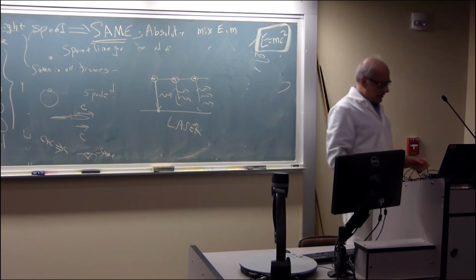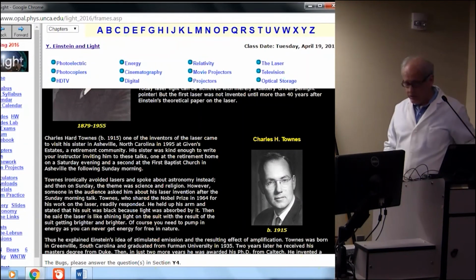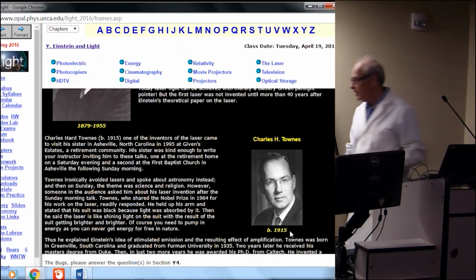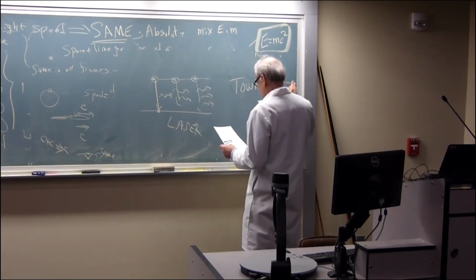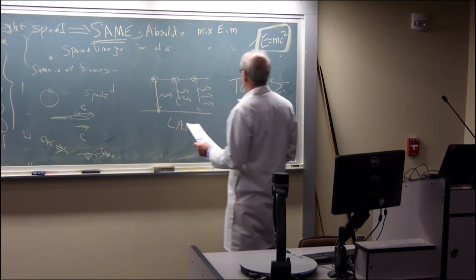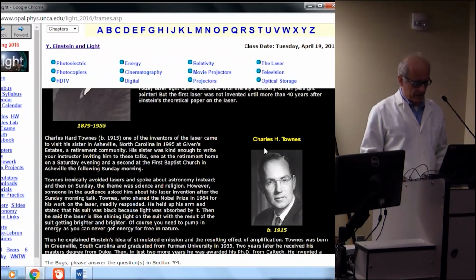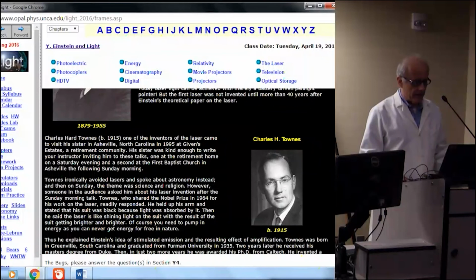And it's our Charles Townes from Furman down the street, who died, by the way, just recently. He died almost at age 100. See, 1915, when he was born? This is amazing. So Townes, there he is, from South Carolina. He visits his sister in North Carolina in 1995 at Gibbons Estates, a retirement community.